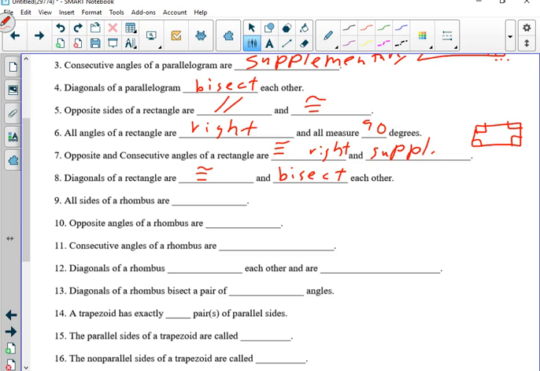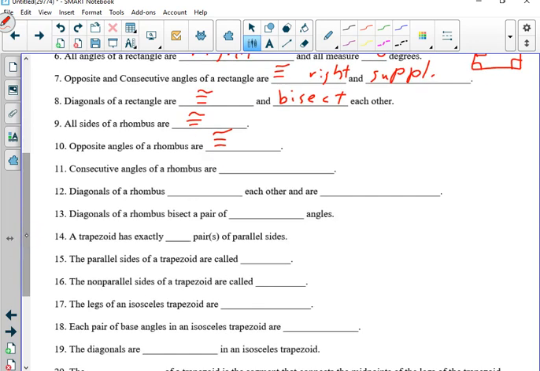All sides of a rhombus are congruent. Opposite angles of a rhombus are congruent. Consecutive angles of a rhombus are supplementary. Diagonals of a rhombus bisect each other and are perpendicular, which means they form a 90-degree angle. Diagonals of a rhombus bisect a pair of opposite angles.